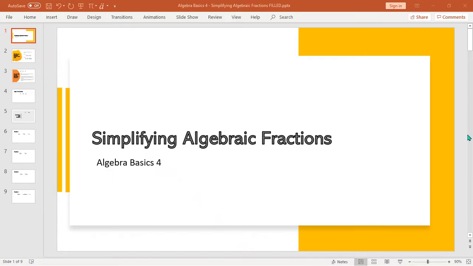Last topic of Algebra Basics, simplifying algebraic fractions. So that just means fractions that might have variables in the top or the bottom. They're also called rational expressions. I'm just trying to keep the lingo as straightforward as possible.